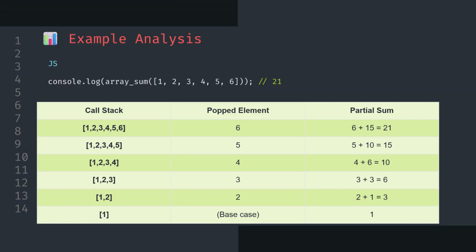Each recursive call removes one number and waits for the sum of the smaller array. As the calls return, they add back the numbers that were popped. This continues until all numbers are summed together.